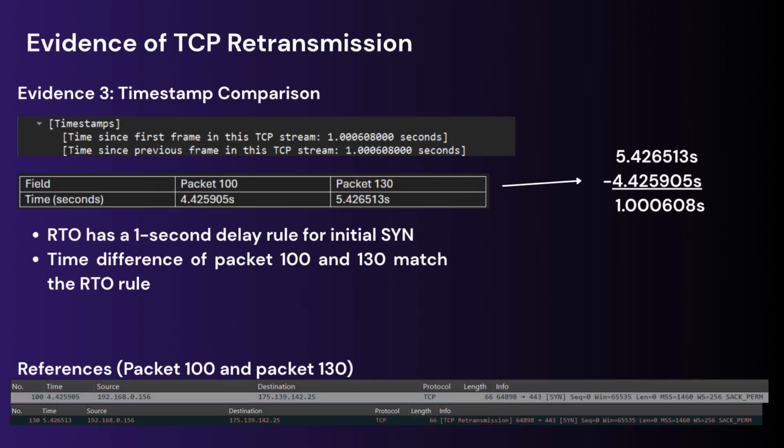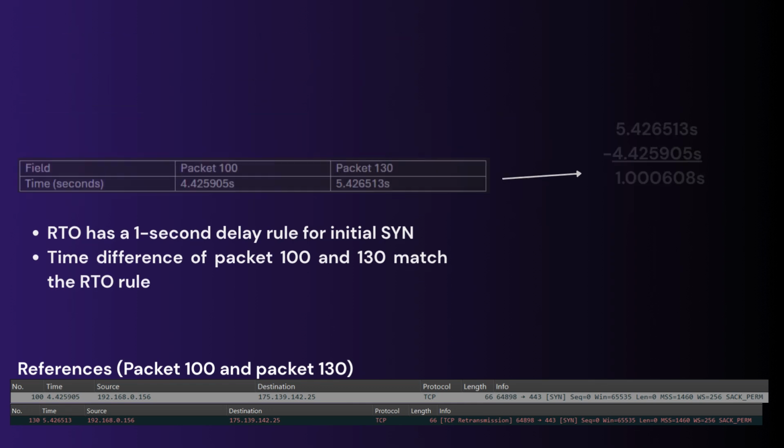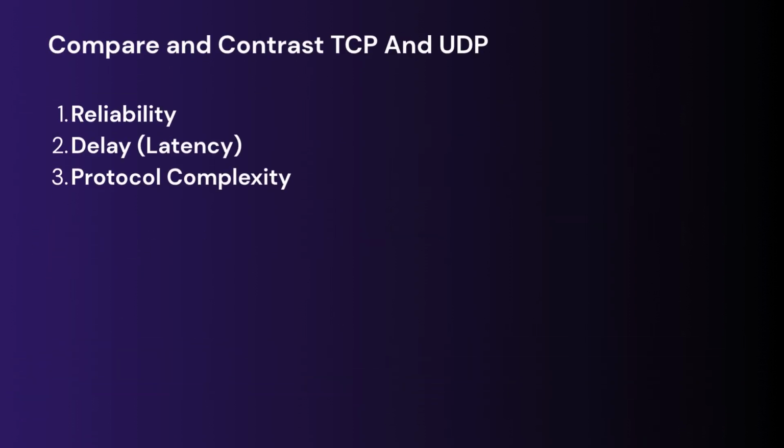And evidence 3 is a timestamp comparison, because RTO means retransmission timeout, and the retransmission timeout has a 1 second delay rule. So we can compare the difference in time between packet 130 and packet 100. The result shows that the difference in time is actually 1 second, which applies to the RTO rule. This means that packet 130 is a retransmission of packet 100. Now, as we move on, we compare and contrast TCP and UDP in terms of reliability, delay, and protocol complexity.